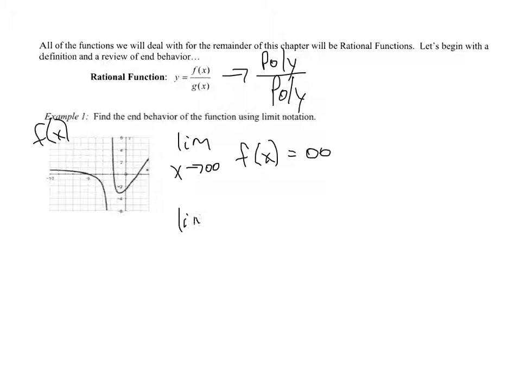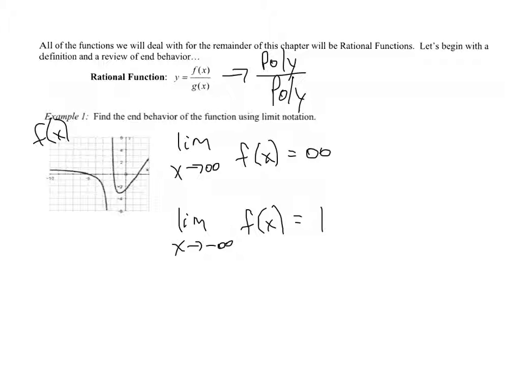Then we also want to look at the left side. So we say what's going on around negative infinity. And again, we have to label the graph so we know what we're looking at and where we're looking at it. This one seems to kind of be trailing off. It looks like it's going to a y value of 1 maybe. So this end behavior would be 1.